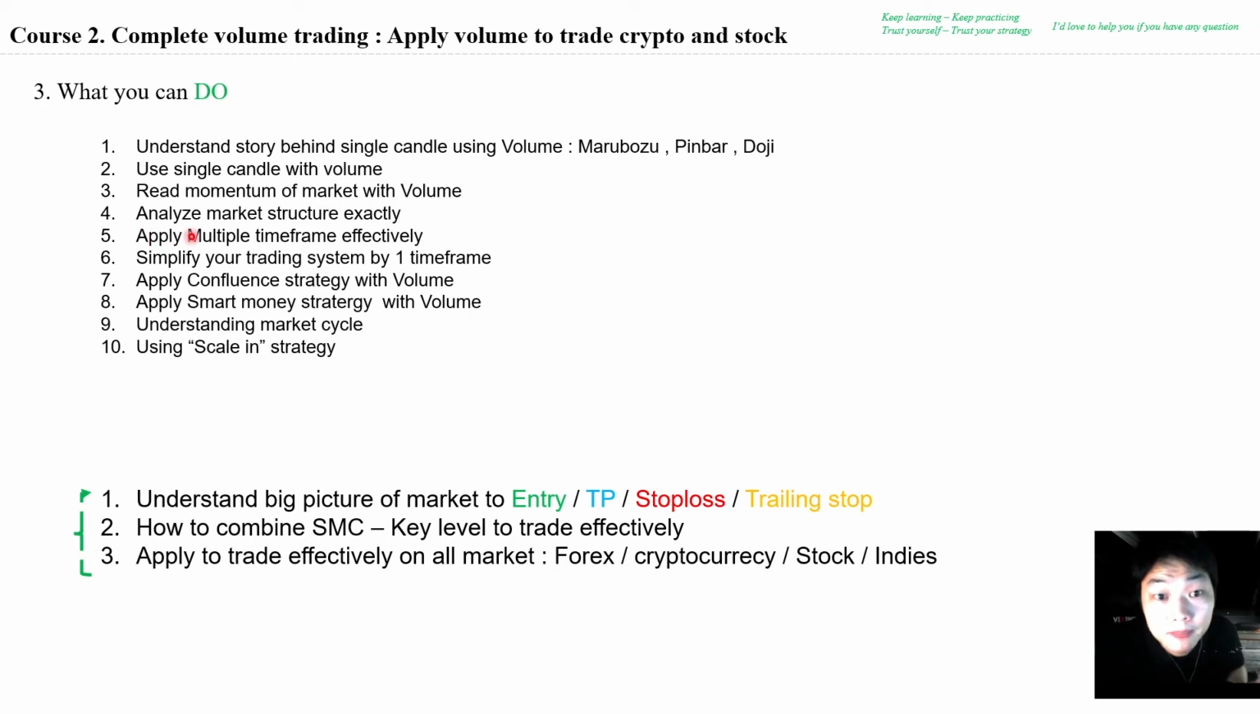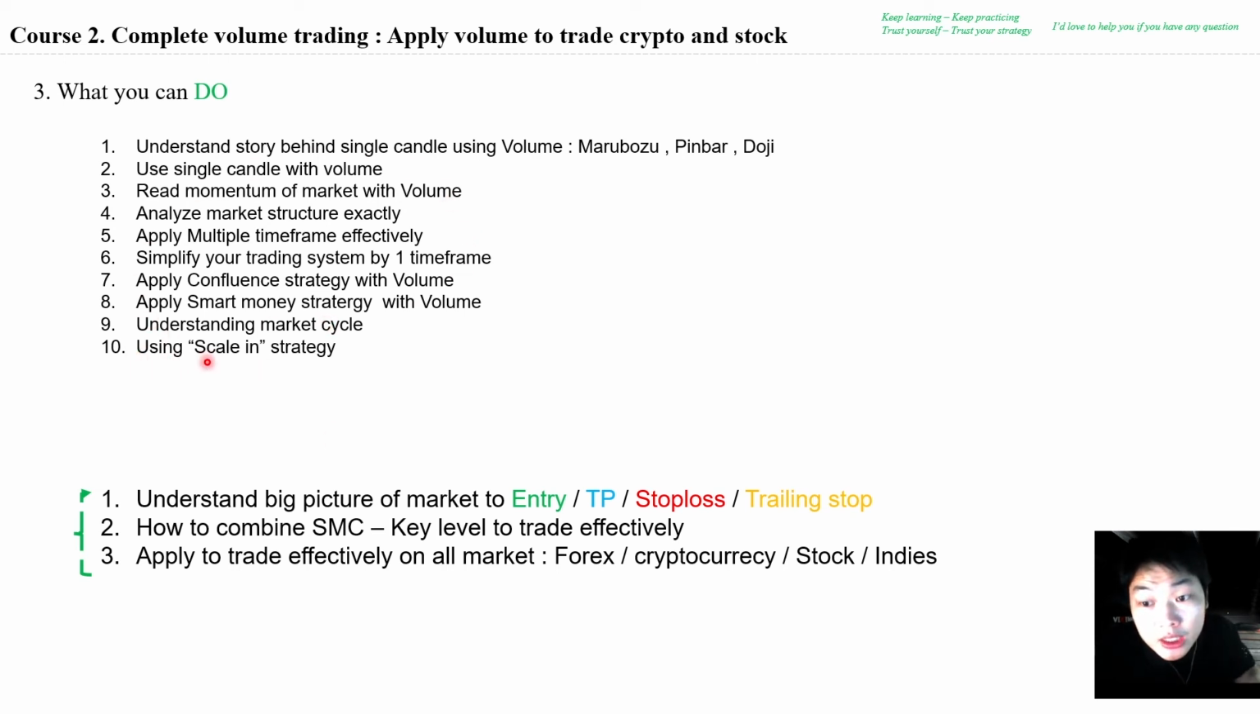The next one is applying multiple time frames effectively. And the next one is simplifying your trading system by using only one time frame to trade in the markets, to help you avoid being complicated or confused when you backtest or trade for real on the market. The next one, apply confluent strategies with volume. Also apply smart money concept and combine the two strategies together in the market. And understand the market cycle, where is the best place you can entry, using scaling strategies.